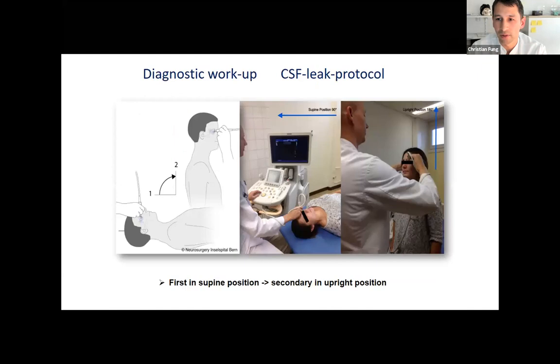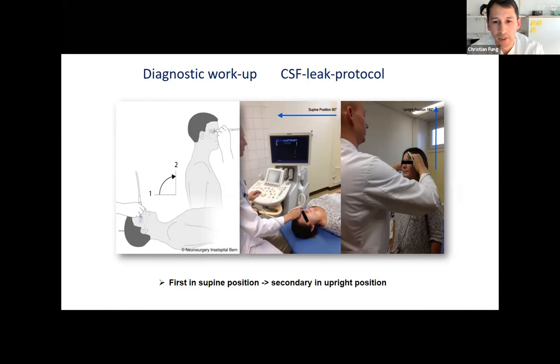I'd like to start off with a short overview about the optic nerve sheath measurement. And at first we started measuring the optic nerve sheaths in these patients and we didn't see any differences at all, which was very disappointing at the beginning.